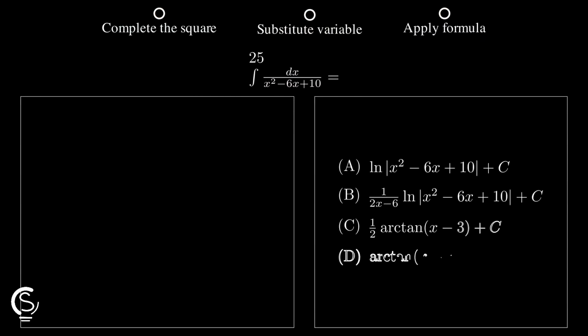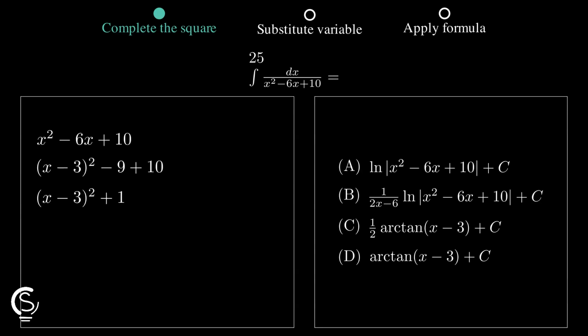First, we complete the square for the quadratic denominator. Notice that x squared minus 6x plus 10 is equivalent to (x minus 3) squared plus 1. That is our base.